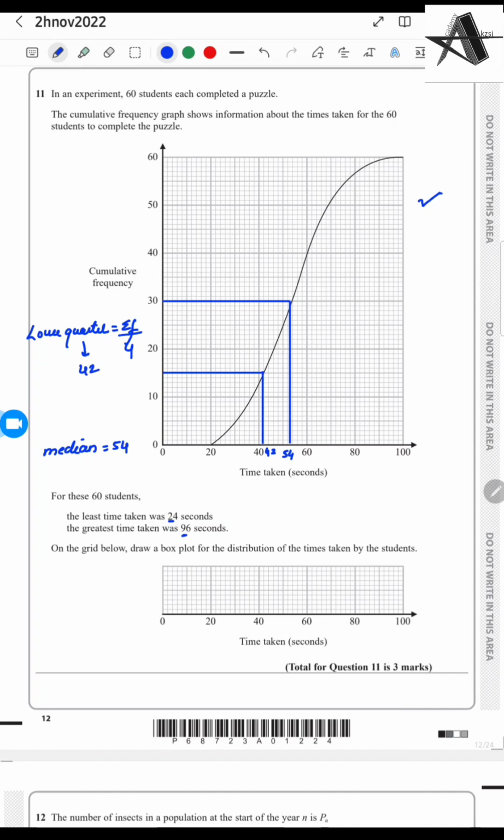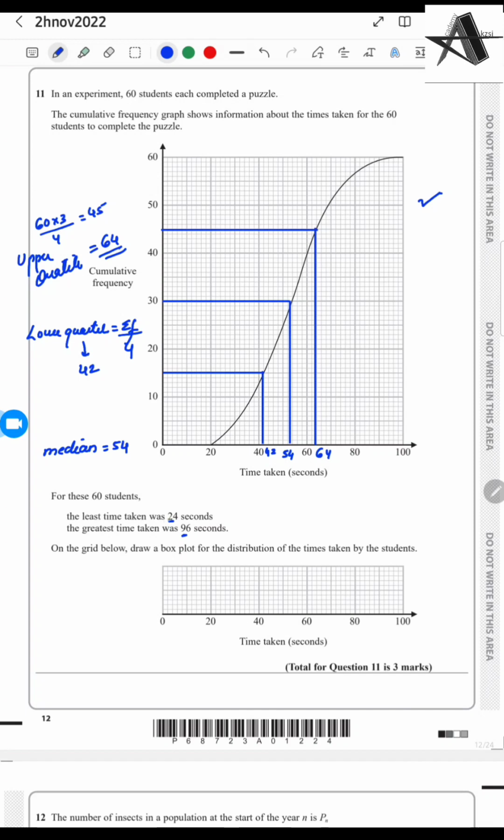Upper quartile is 3/4 of it. So 3/4 of 60 will be 60 times 3/4, which is 45. So at 45, I'll draw a horizontal line. Once it touches the curve, I'll draw a vertical line, which is 64. So the upper quartile is going to be 64. Now I have to draw it here.